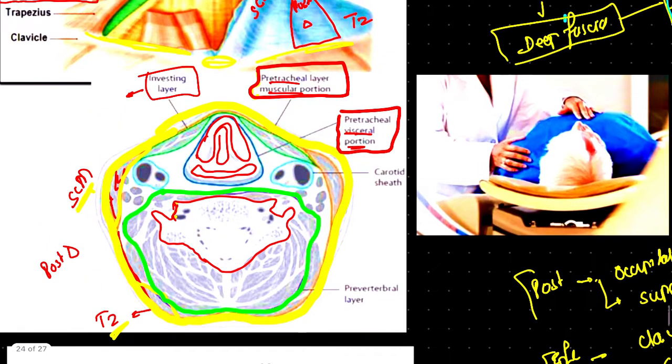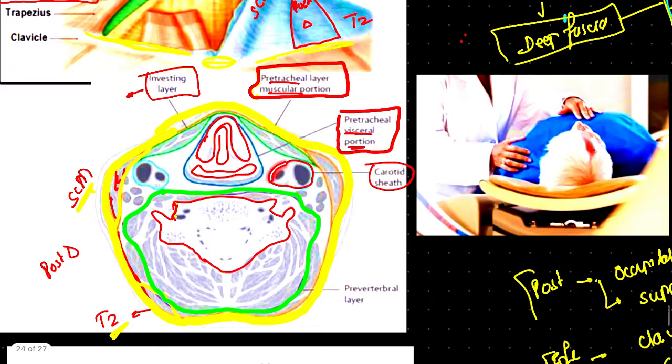Now, the point that I have already discussed earlier: what is this? This is our carotid sheath. As I was saying, the carotid sheath is contributed by all the fascias, right? In front, right here, we have the pre-tracheal fascia. Laterally, the yellow colored one, right here, you can see, this is the investing layer. And posteriorly we have the pre-vertebral layer, the pre-vertebral fascia.